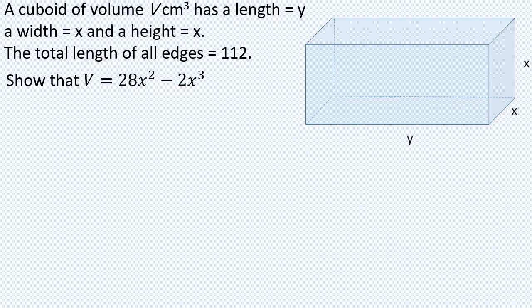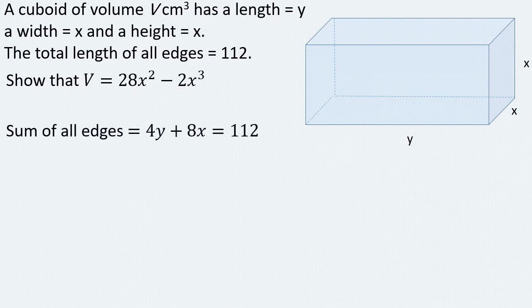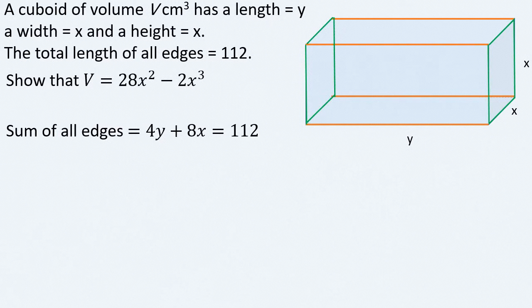So, the first thing that we do is sum all the edges that are equal to 112. We find the summation of all of those edges in terms of x and y. First, we count the number of edges of length y. We have here 1, 2, 3, 4 edges. So we have 4y plus how many edges of length x? 1, 2, 3, 4, 5, 6, 7, 8 edges of length x. So we end up with an equation that says that 4y plus 8x equals 112, which is the sum of all edges.